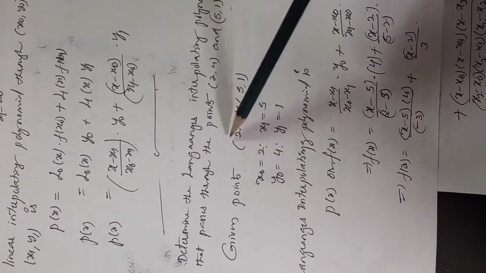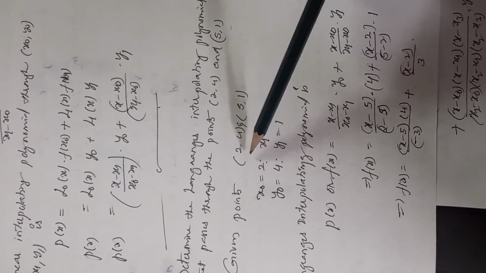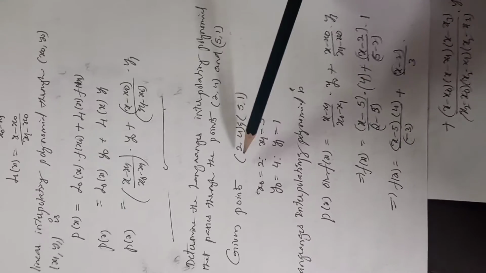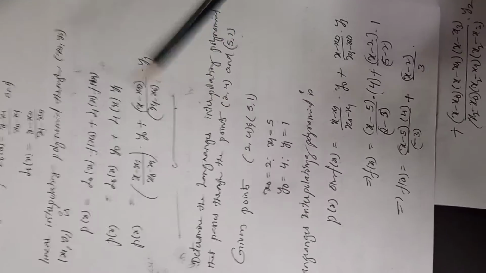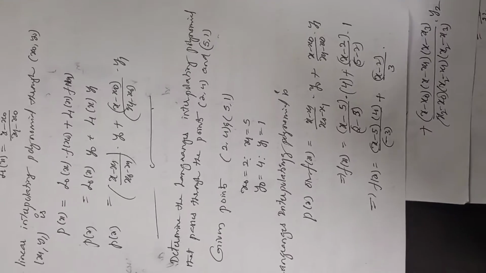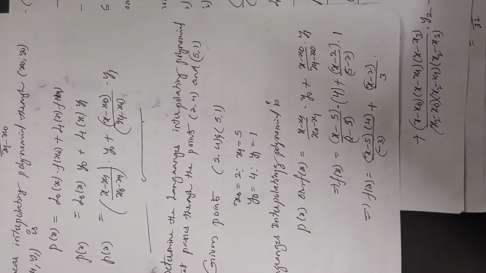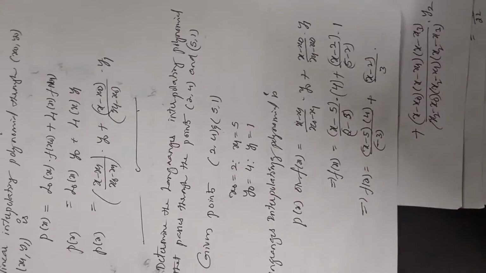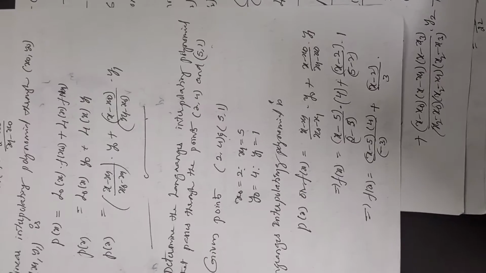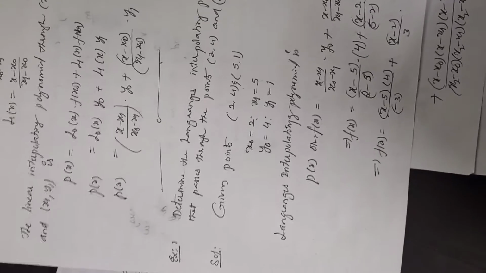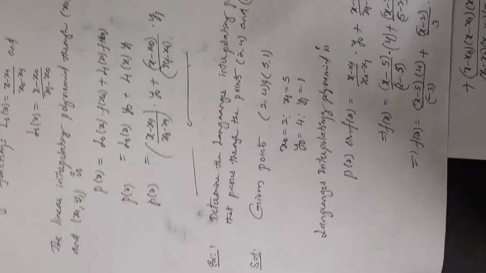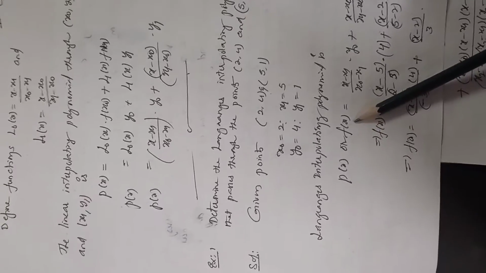Here the first values are called x values and the second values are the corresponding function values, or you can say y values. Here x0 is equal to 2, x1 is equal to 5. In general, the x values are denoted by x0, x1, x2 and so on up to xn, and the corresponding y values are denoted by y0, y1, y2 and so on up to yn. In other words, f of x0, f of x1, f of x2, f of x3 and so on up to f of xn. Here Lagrange's interpolating polynomial p of x, the standard notation is p of x. If you want, you can write f of x, right?